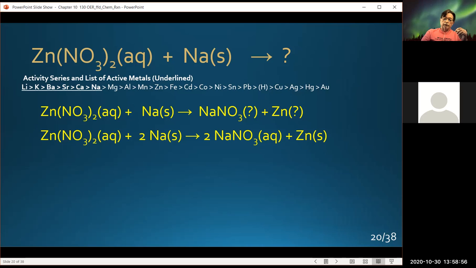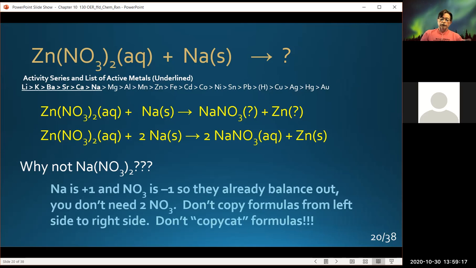Obviously the sodium wouldn't be written with 2 nitrates because, again, sodium is in group 1A. It only has 1 valence electron. It will always have a +1.